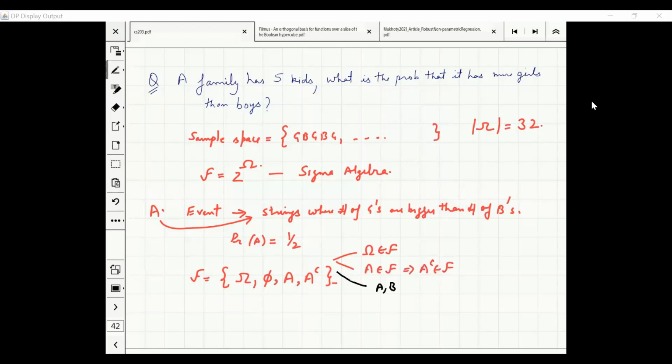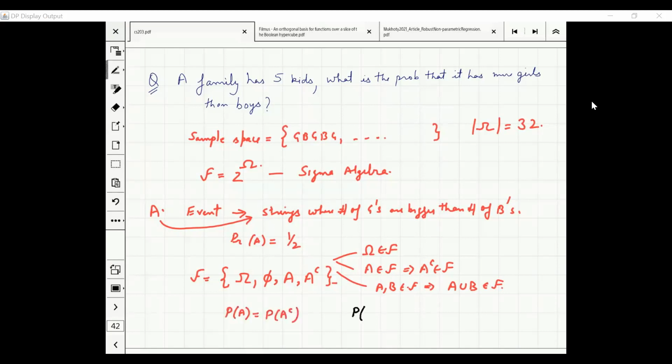Right. So now this might take a few minutes for you to check, but you can easily check that if A and B are elements of F, then A union B, and even more so countable unions. There is no need for countable union, just this will also be right. So this is a valid sigma algebra, right? And now if I want to think about it, as the intuition suggested, the probability of A should be equal to the probability of A complement.